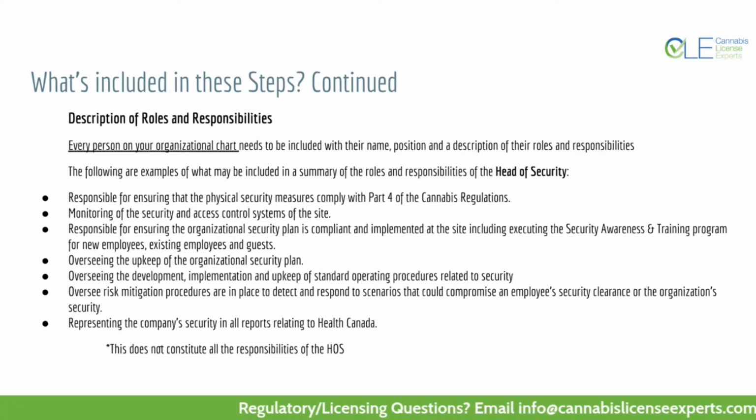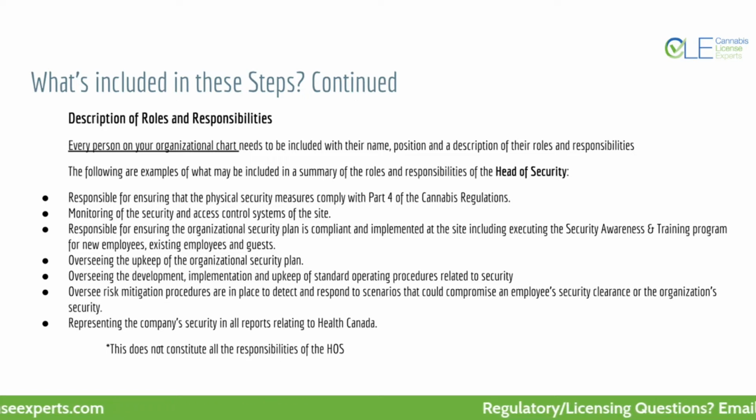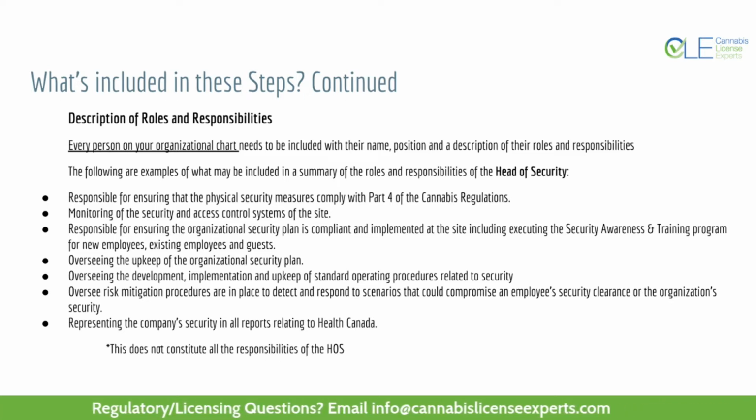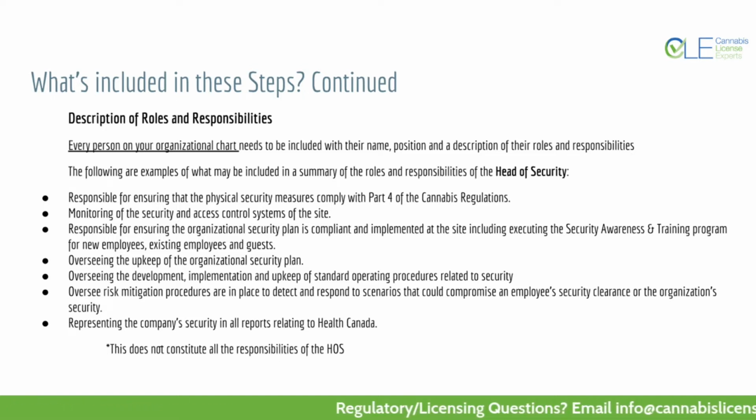Okay, now we have to list the roles and responsibilities of each. So every person on your organizational chart needs to be included, again, with their name, their position, and a description of their roles and responsibilities within your organization. The following are examples of what may be included in a summary of the roles and responsibilities of a head of security. That role is going to be responsible for ensuring that the physical security measures comply with Part 4 of the cannabis regulations.